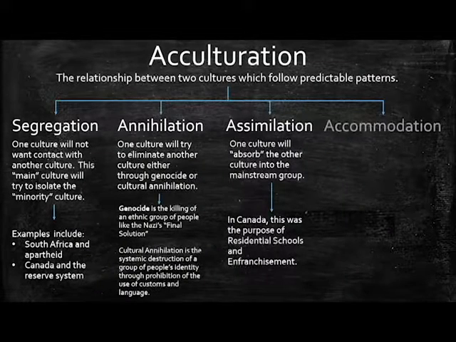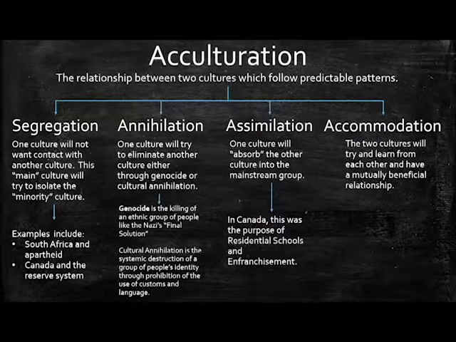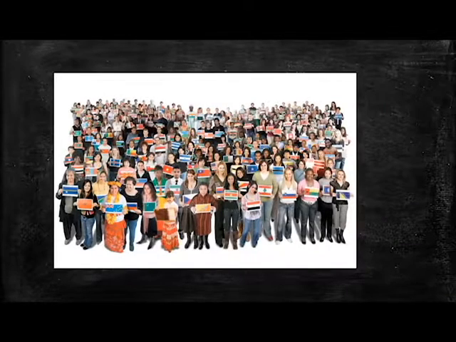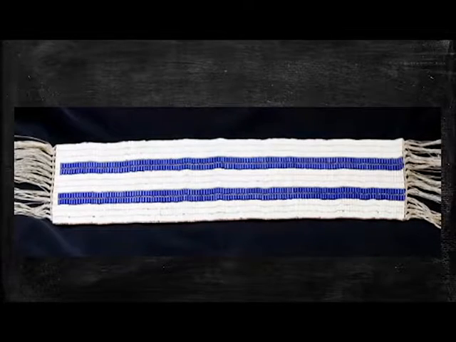The fourth and final model of acculturation is accommodation. This is where two cultures will try to learn from each other and have a mutually beneficial relationship. This is the goal of multiculturalism in Canada. And in Canadian history, this was the relationship between the first European settlers and First Nations people, whereby they would be neighbors living together but separately, each having a mutual beneficial relationship with the other.